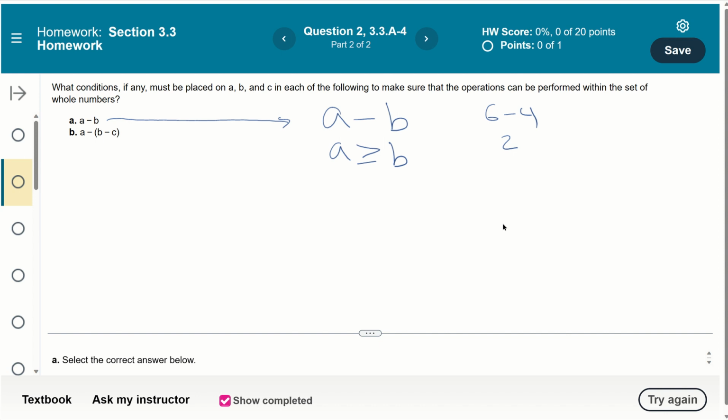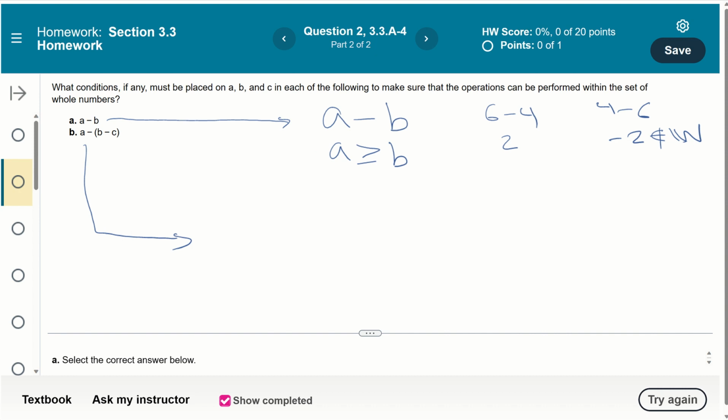If we did 4 minus 6, for instance, notice the outcome would be -2. This does not belong to the set of whole numbers. So that's why you don't want B to be larger than A. So we want to make this stipulation that A is greater than or equal to B. All right, how about this next one?